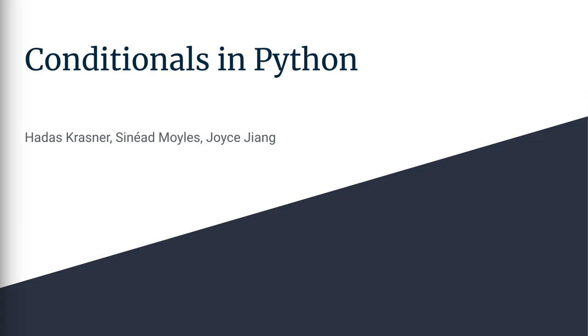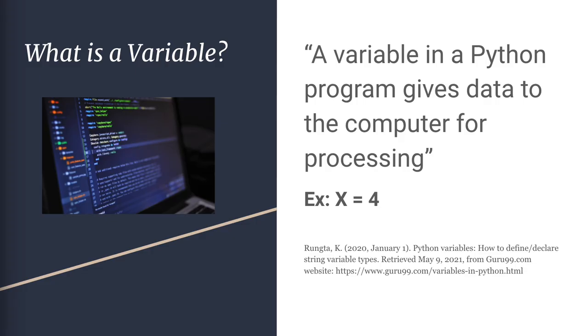Conditionals in Python. Let's start off with what exactly a variable is. In Python, a variable gives data to the computer for processing. In the case of x equals 4, the variable x equates to the number 4. This variable will be used throughout the section of code. The variable may be used with equations, printing instructions, and more.